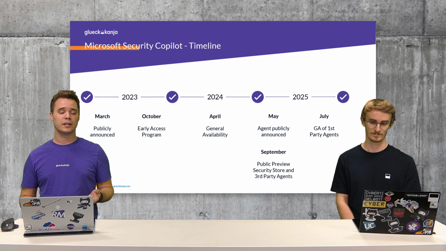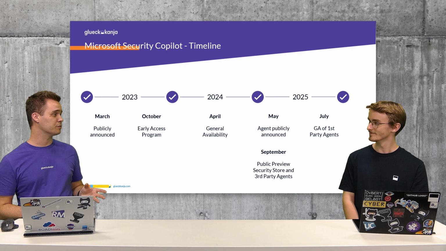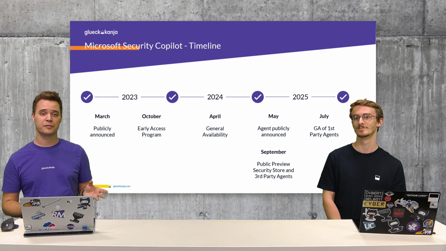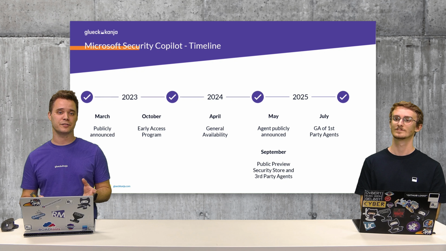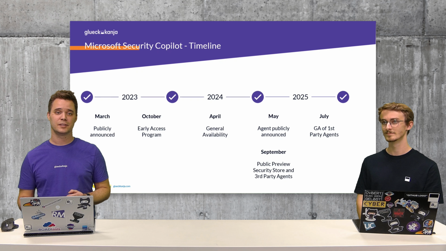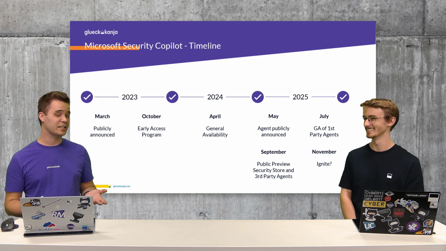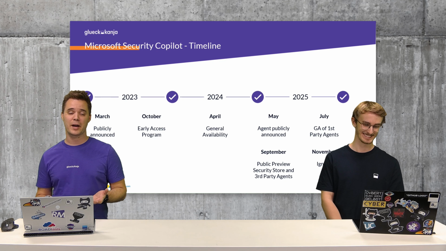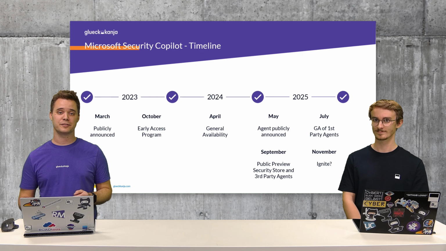But then in September, the Security Store became public preview. And we know a lot about the Security Store because it integrates the third-party agents. And we built a lot of them. We will see them later. And I mean, November is coming. Ignite is coming. We will see what Microsoft will show us regarding Security Copilot and the agents.